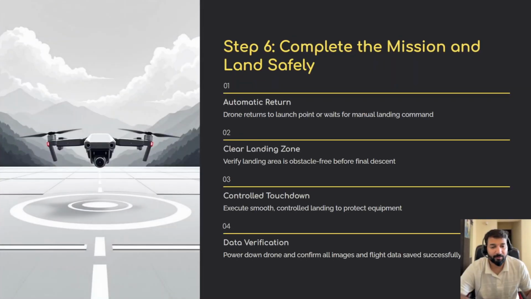Step 6. Complete the mission and land safely. Once the drone finishes capturing all required images, it will either return to the launch point automatically or wait for manual landing. Always perform a smooth and controlled landing and ensure the landing area is clear. After landing, power down the drone and verify that all images and flight data have been successfully saved.